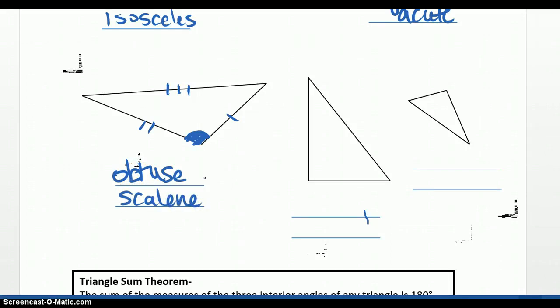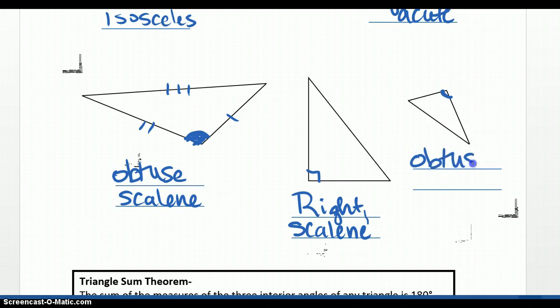Okay, number 2 on this page, put a mark here like that. That means that has a 90-degree angle, so looking at the angles we would say this is a right triangle. And then looking at the lengths of the sides, they're all different, so I would say it is scalene. And then the last one, this right here, is obtuse and scalene because all 3 sides are different lengths.